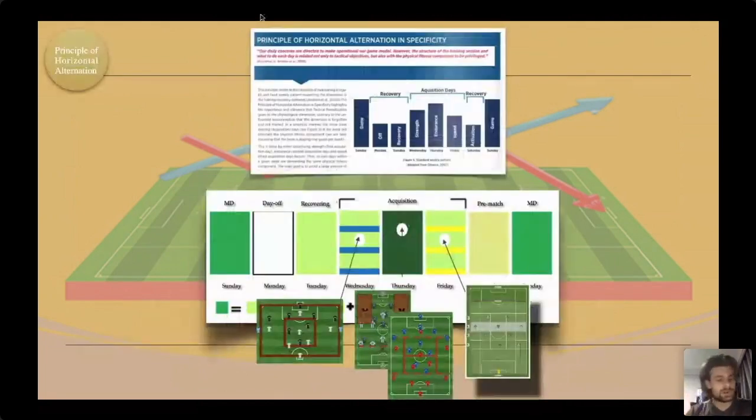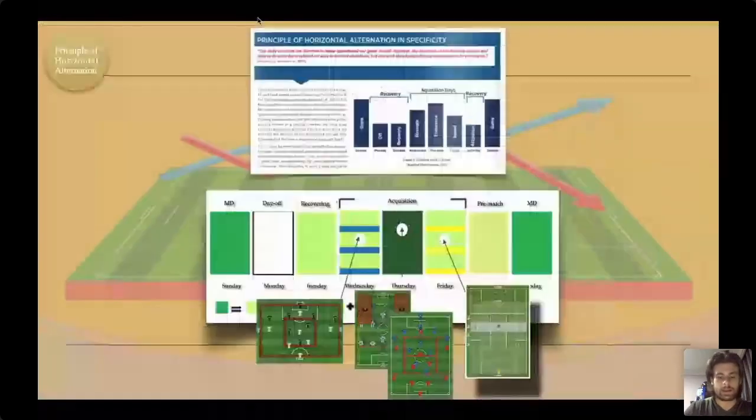So this principle organizes the weekly pattern, looking to be fresh for the next game and recover from the last one. So, by varying the dominant physical component day after day, the players will be fit, will be fresh, and the team will be tactically ready for the game. That's why we have a recovering day, acquisition day, pre-match day, right?